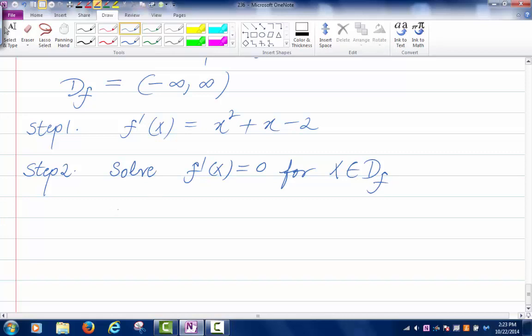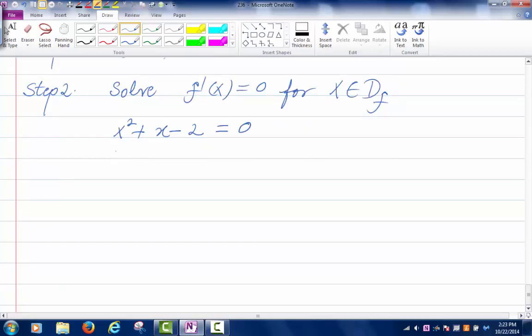Well, the derivative is 0 means what? We have a formula for the derivative, so let's write that. This is 0. Can you factor this out? How would you factor this out? x plus 2, x minus 1. Everybody agrees with that? So x is what? Negative 2 or x is 1. So I found two critical points, right? These are the locations where the derivative vanishes.